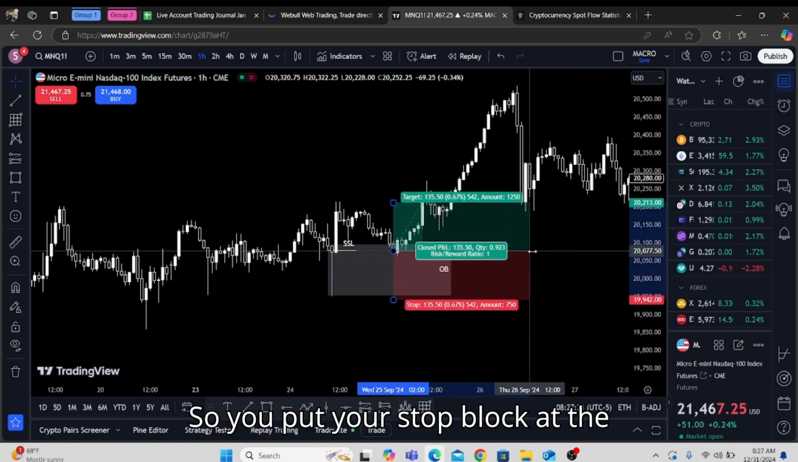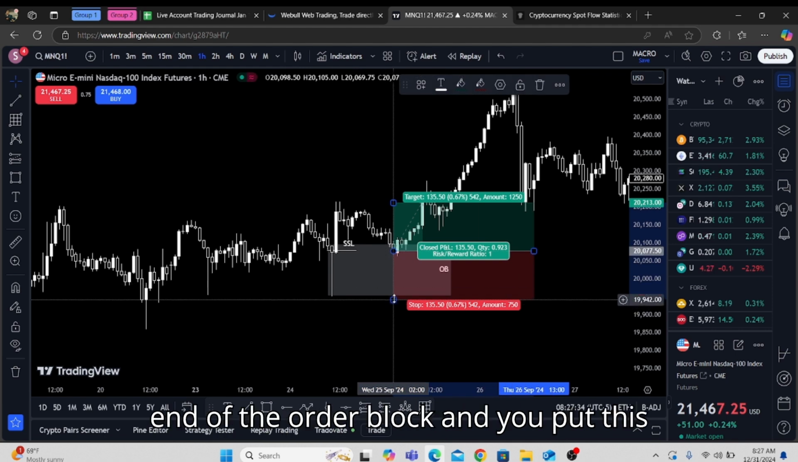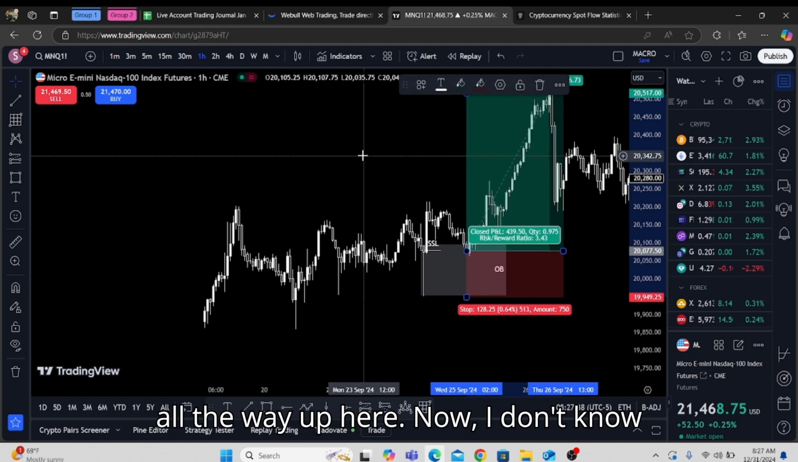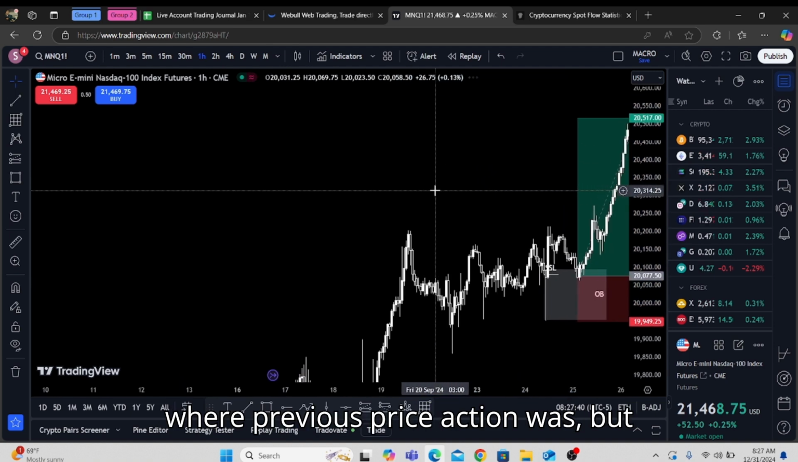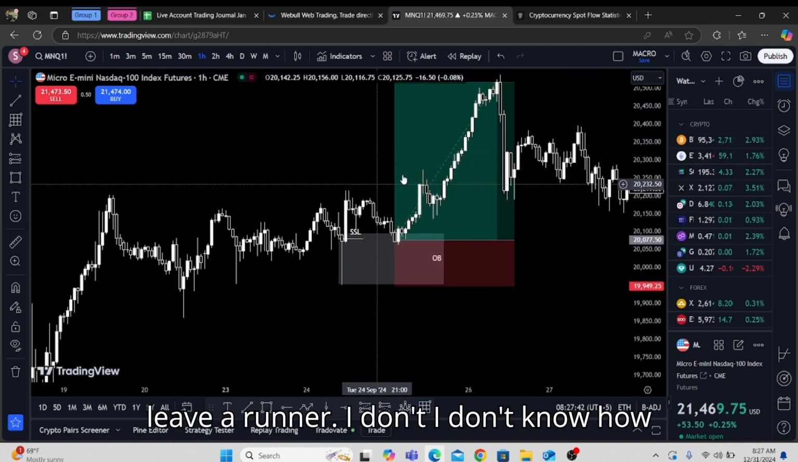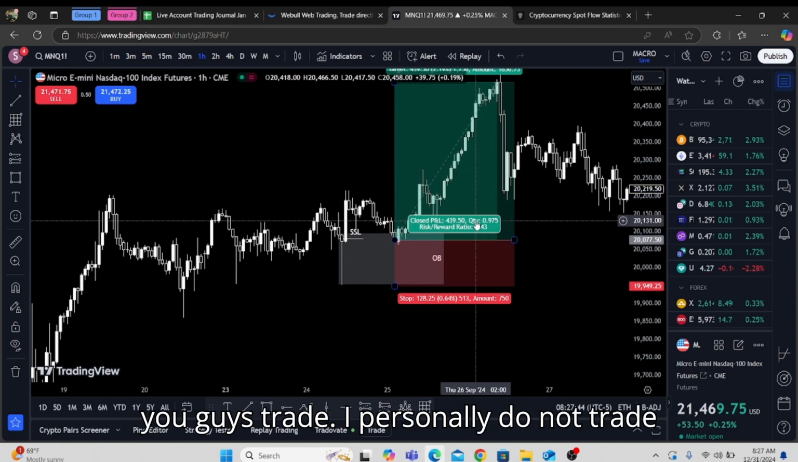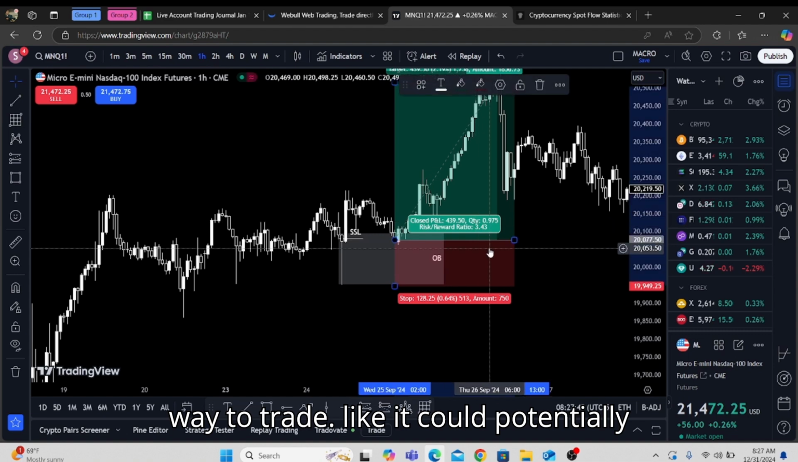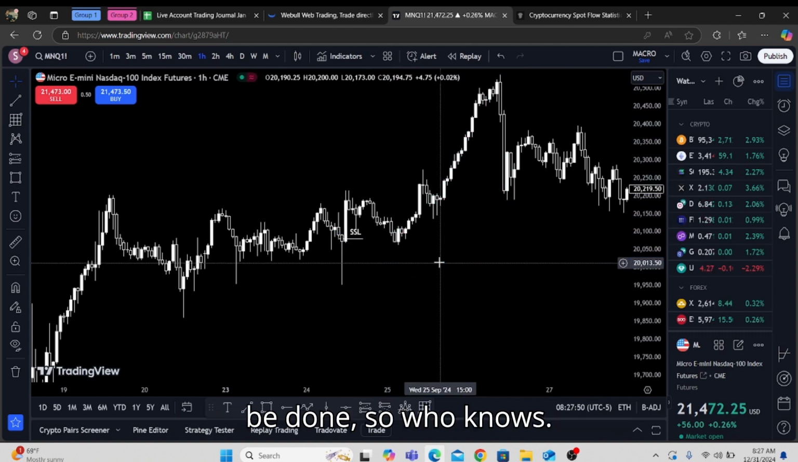So you put your stop loss at the end of the order block, and you put this all the way up here. Now I don't know where previous price action was, but leave a runner. I don't know how you guys trade. I personally do not trade this way. I don't even think this is a way to trade, but it looks like it could potentially be done. So who knows?